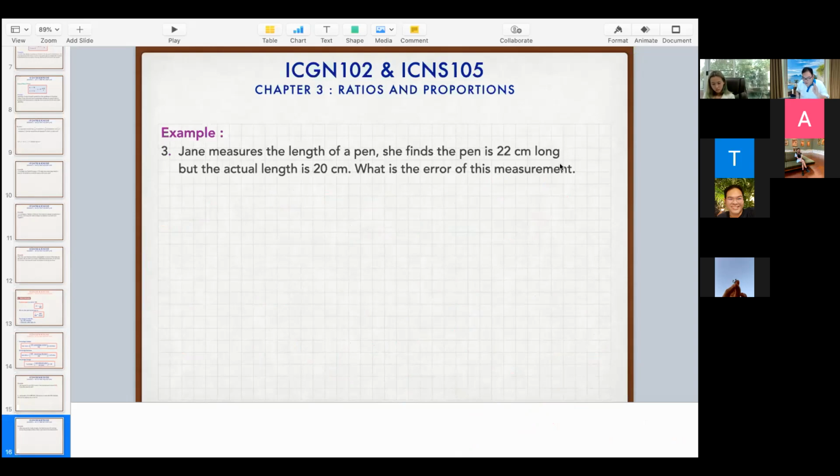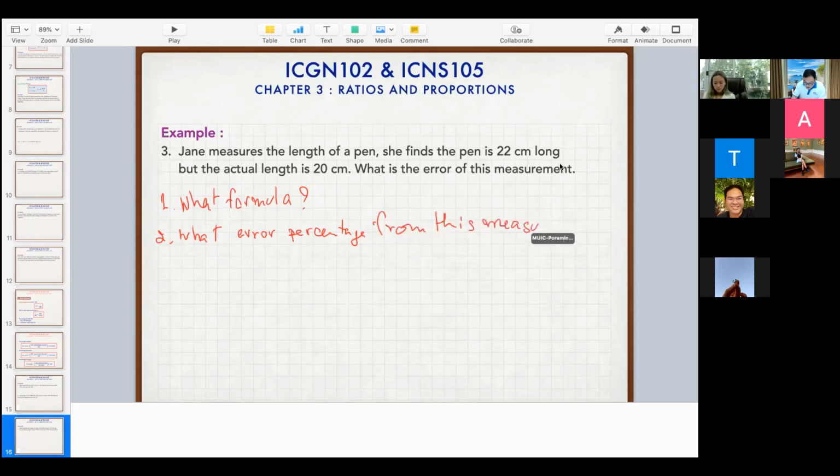I want you to find out two things for me. Number one, what formula do we have to use? Number two, what is the error percentage from this measurement? Okay, I give you 5 minutes.